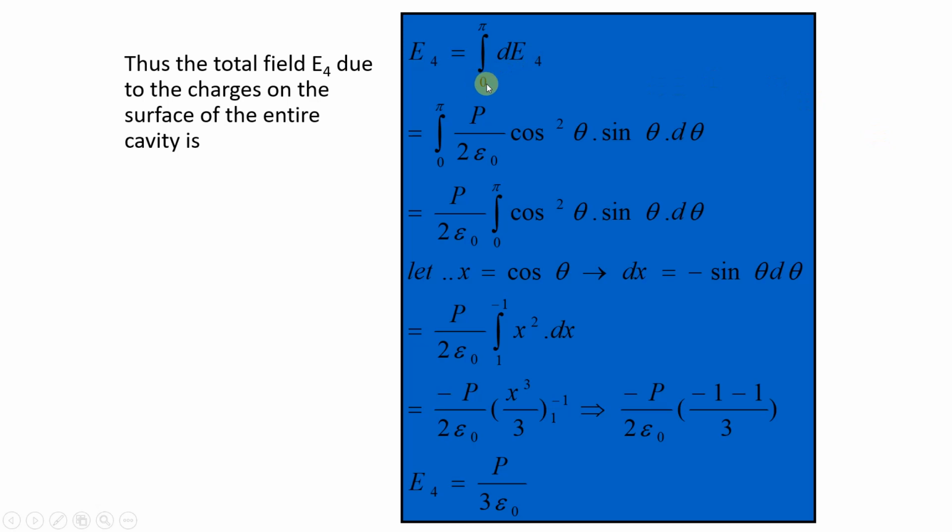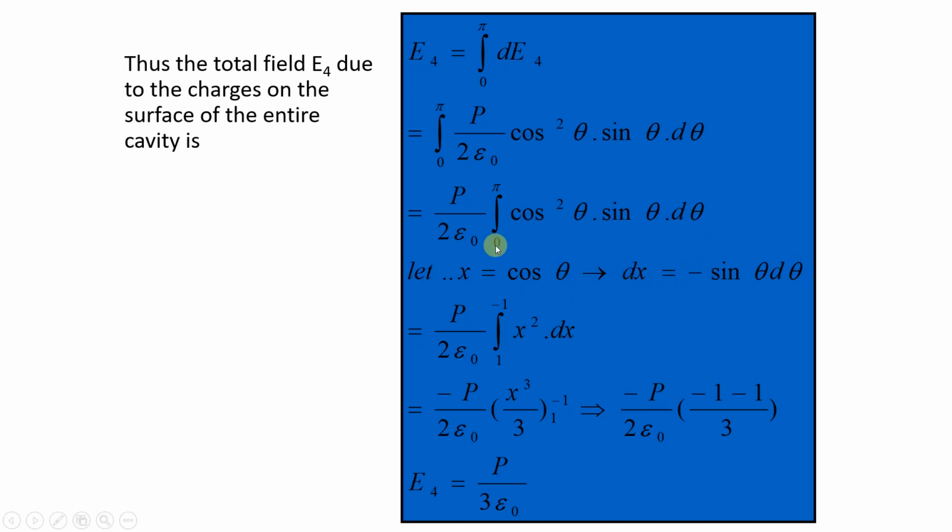So we are going to next integrate from 0 to pi, substituting for dE4, P by 2 epsilon naught cos square theta sin theta d theta. P by 2 epsilon naught is a constant, it doesn't depend on theta, so I can take it out. So it becomes the integral of cos square theta sine theta d theta. Now this integral can be simplified if you consider cos theta as x, then dx becomes minus sine theta into d theta. This d theta over here is very important, and obviously the minus sign.